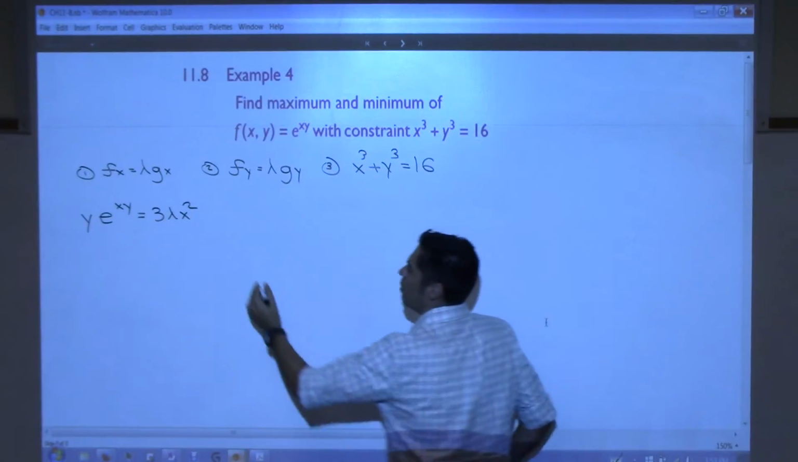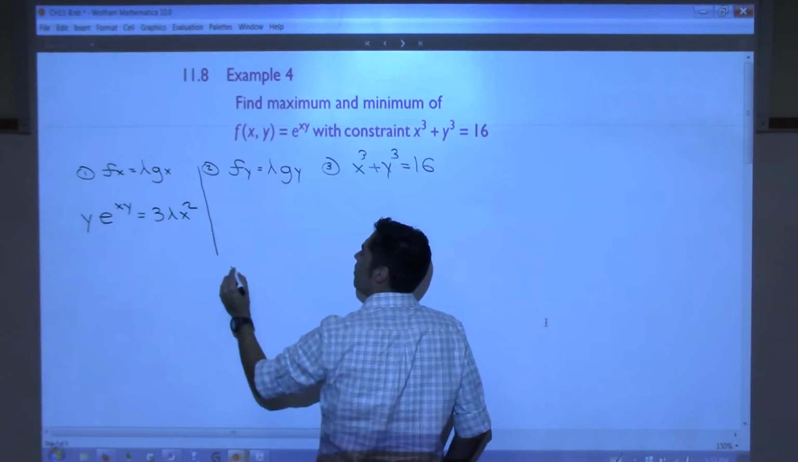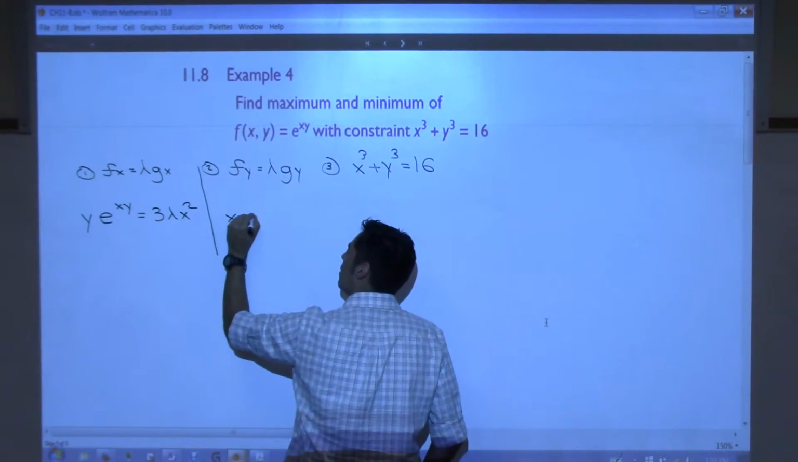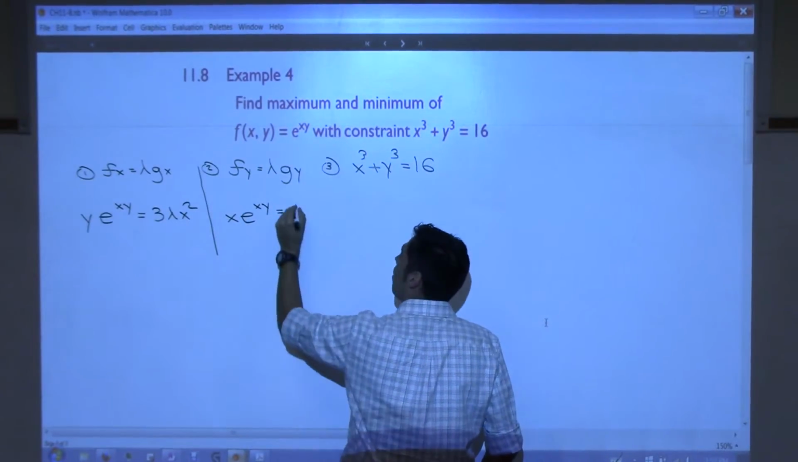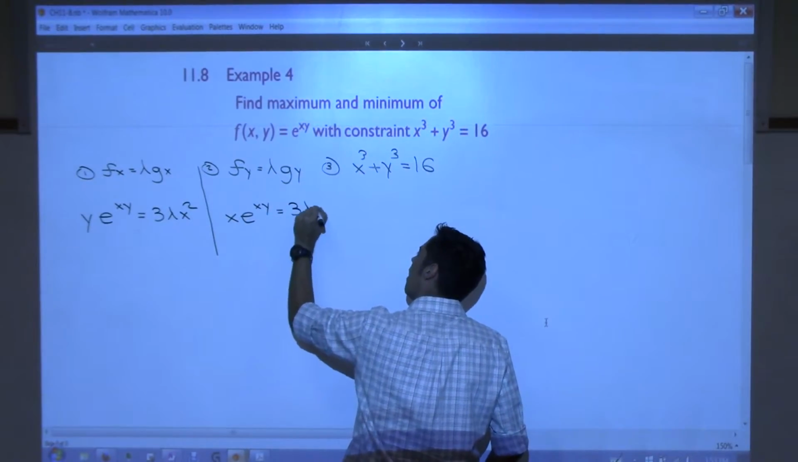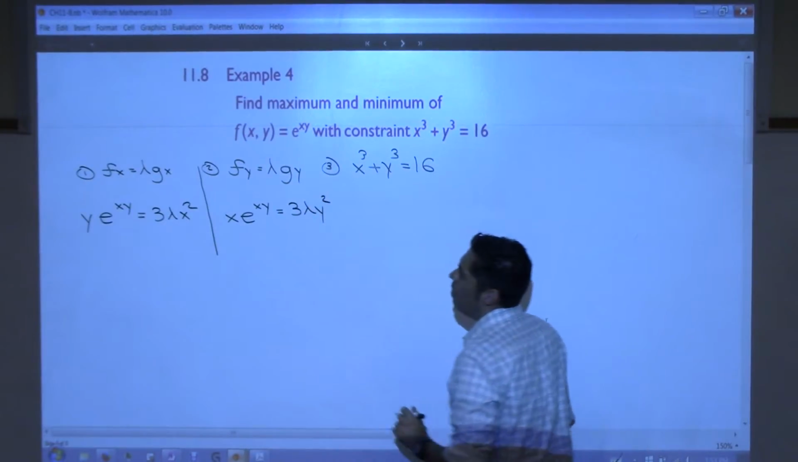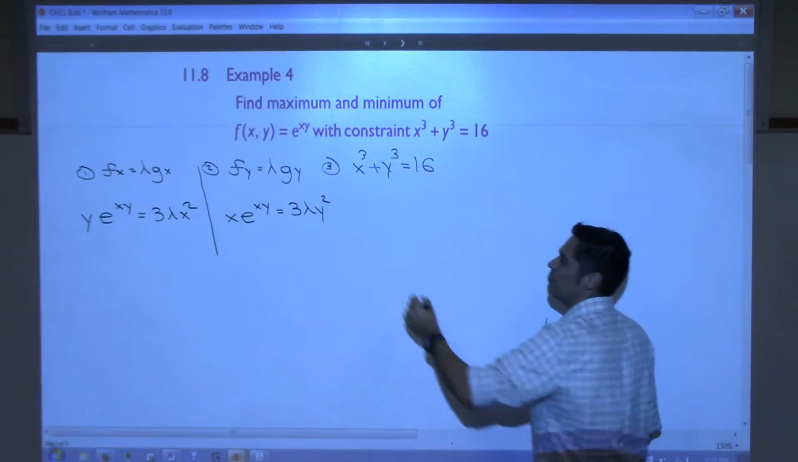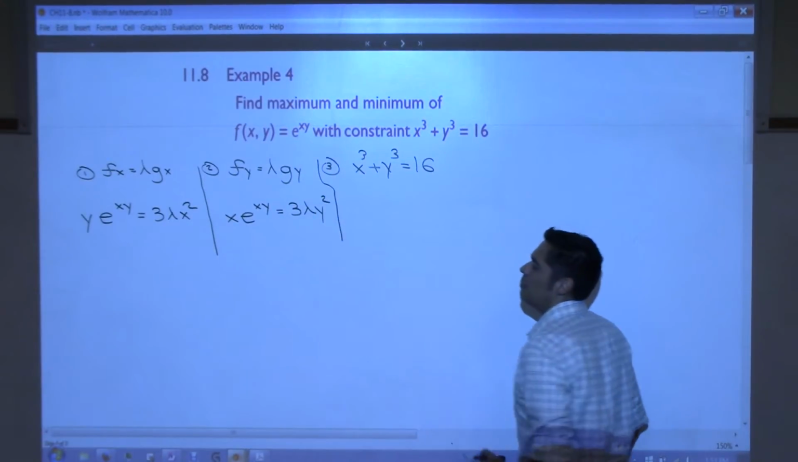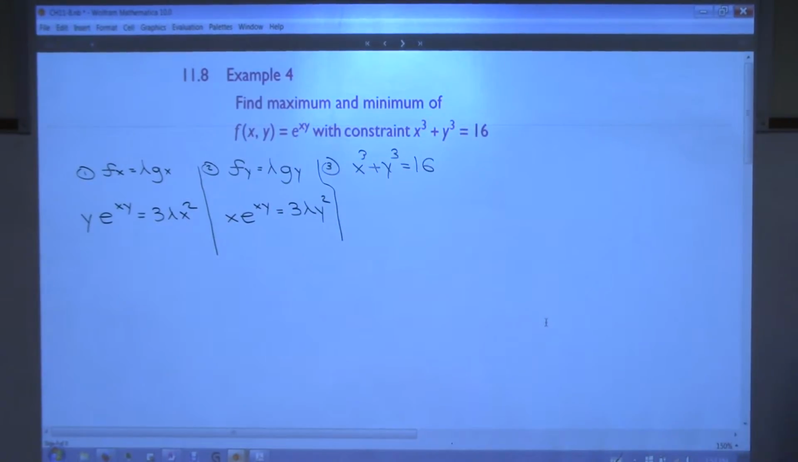All right, the next equation is partial f with respect to y, which is x e to the xy. And then partial g with respect to y is very similar to what we just had, except 3 lambda y squared instead of x squared. And then our third equation is there. All right. Enjoy. What do you want to do? Find an x, y, and a lambda that make all 3 true at the same time.